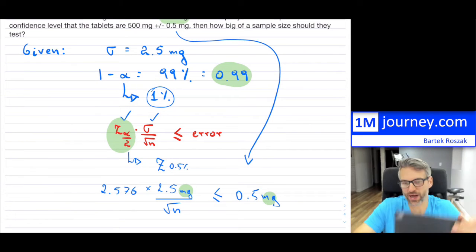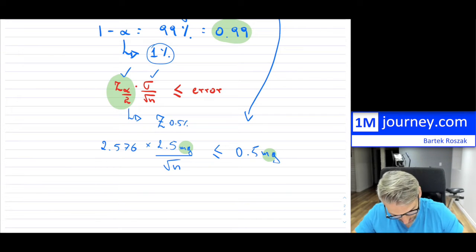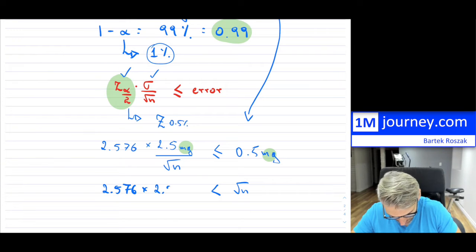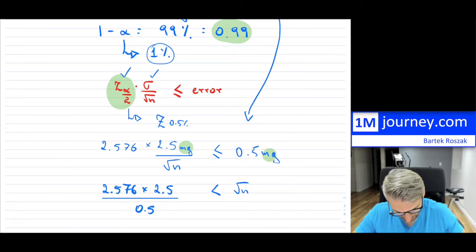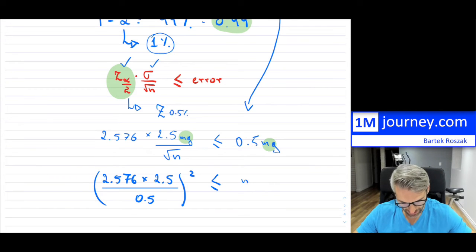So now I can actually solve for this n. I can rearrange this formula. So this is going to be the square root of n right here. Then on the left-hand side, it's 2.576 multiplied by 2.5, divided by 0.5. And now I can square both sides, and that's going to give me my restriction on n. So how big should my sample size be?